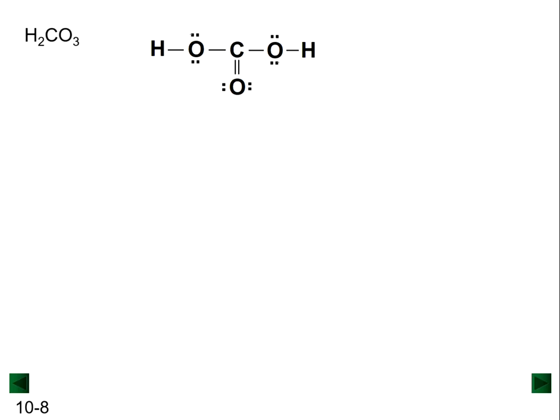Next, we look at H2CO3, that is carbonic acid. Carbonic acid has three central atoms. There's the carbon central atom, and then there's the two oxygens that each have one hydrogen attached to them. They're central atoms as well, so there'll be a shape around all three of those atoms.